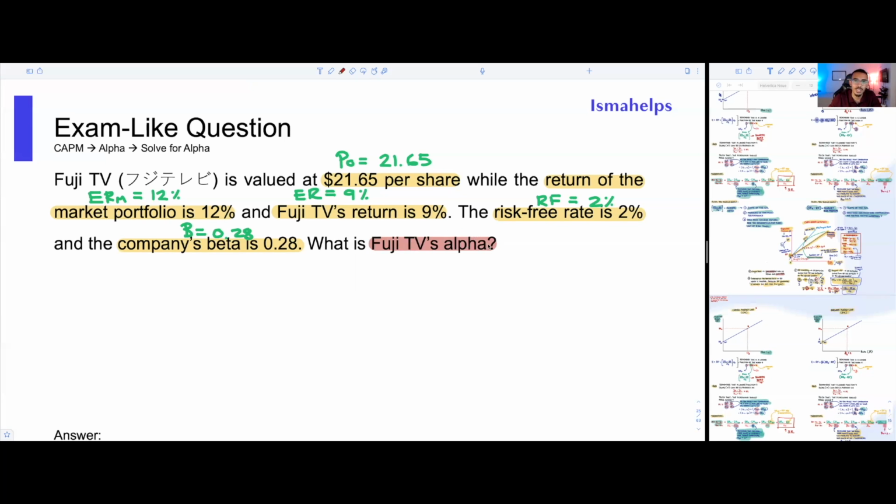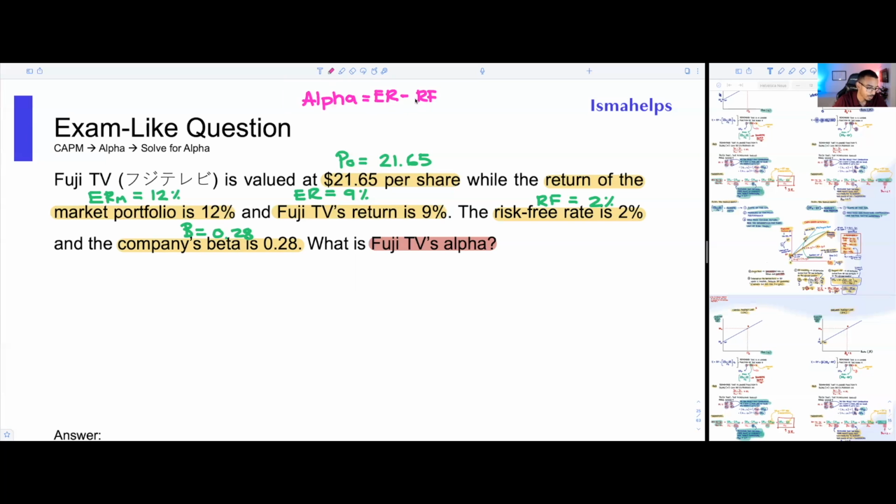Now, if you were studying for this exam, you would have your formula sheet right next to you. The first thing you're going to do is simply write the formula on the screen. I have my formula sheet in front of me because we don't always do alpha questions, and I'm just going to write it down. So the formula for alpha is equal to the expected return minus the risk-free rate.